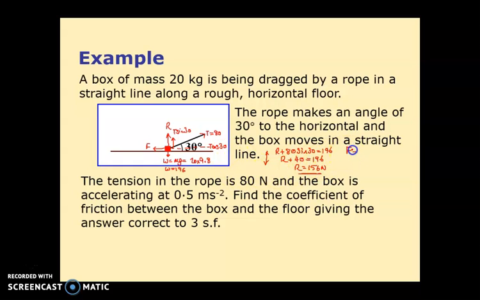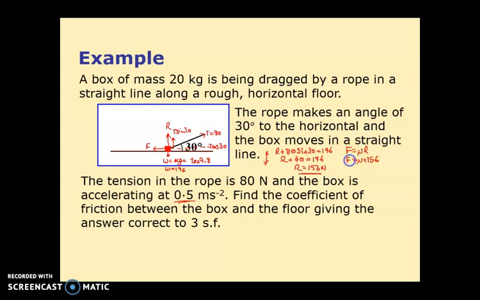Is it moving this thing? Yes, it's got an acceleration. So we're definitely moving it more than it's being stopped by the friction. So F is equal to mu R. I don't have to worry about that less than or equal to stuff. And does it tell me what mu is? Oh, find the coefficient of friction. So I'm not going to work it out. Mu times whatever R was, which was 156. That's all I can say.